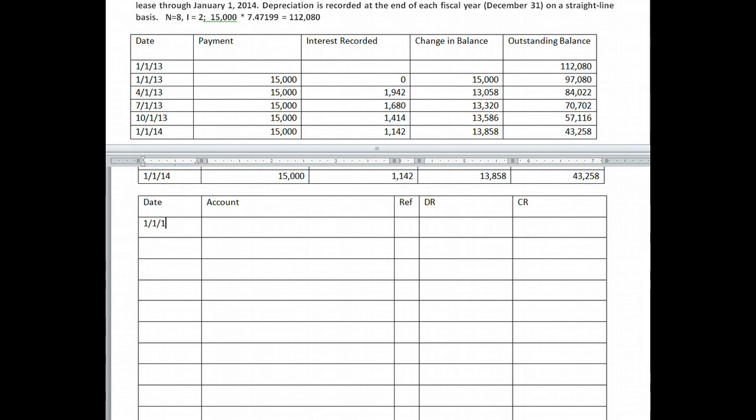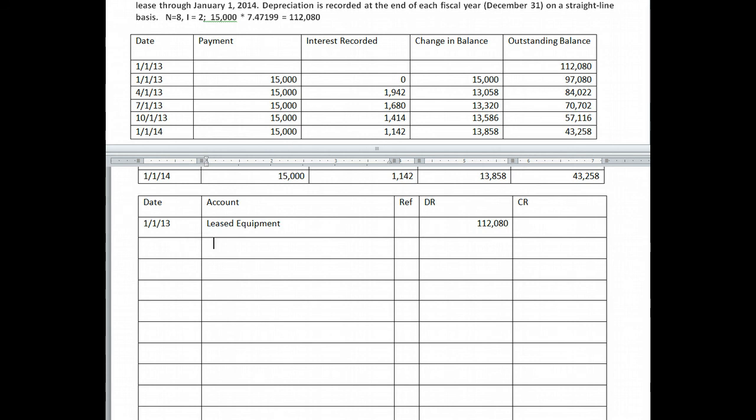So January 1st, 2013, we actually need to record this lease. We treat a leased asset very much like a purchased asset. So when we put it on our books, we have to carry it as an actual asset. So we're going to put it on as leased equipment. And we're going to carry that leased equipment at the present value of the minimum lease payments, which we found to be $112,080. That's an asset to us. We include that as an asset.